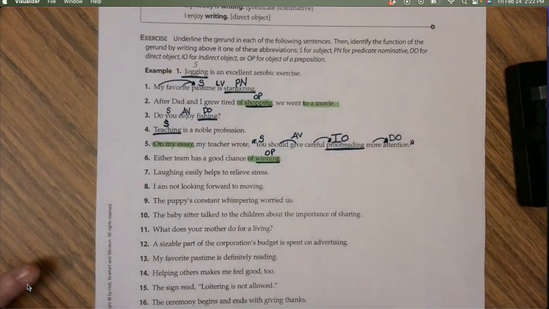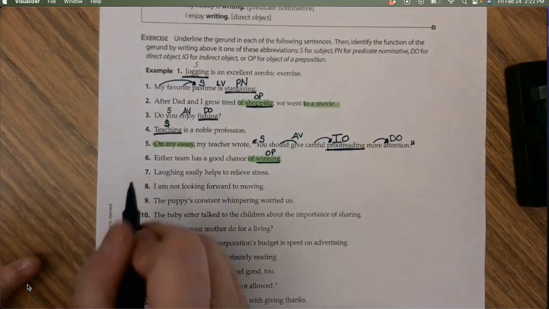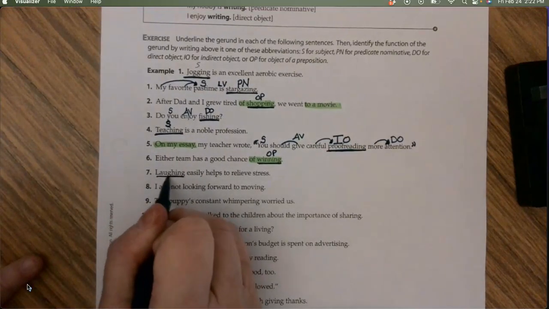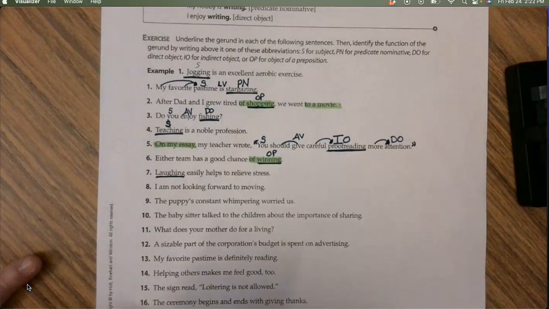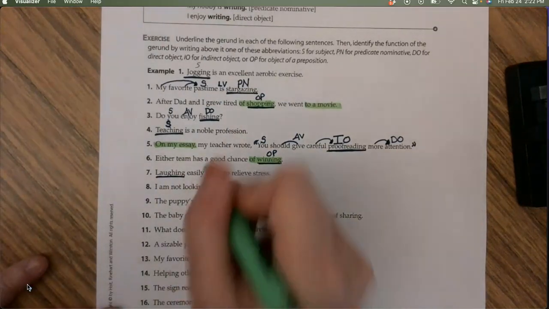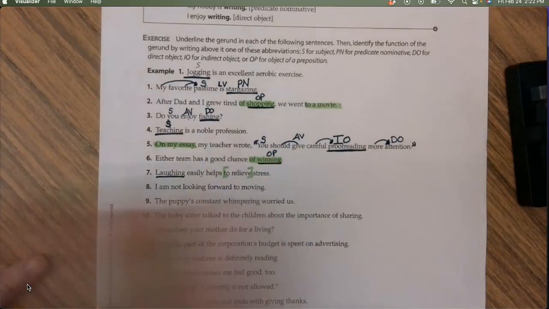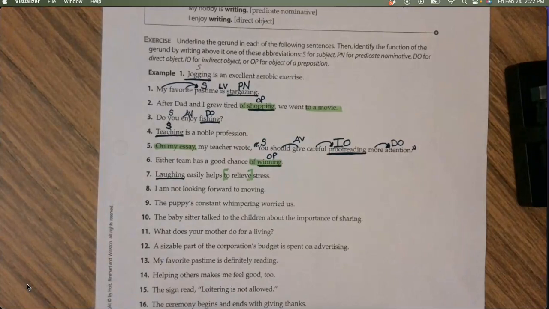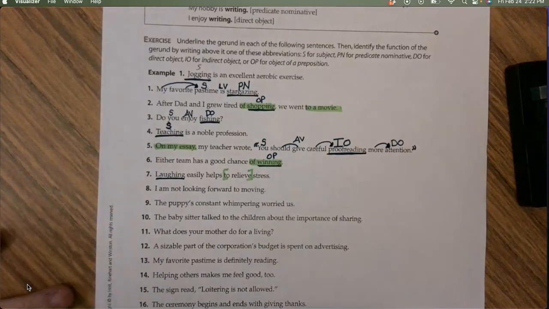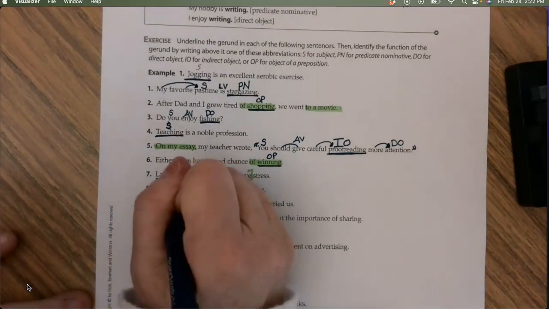Number 7, laughing easily helps relieve stress. I see a verb that ends in ing, laughing. So I'm going to go through and look for any phrases to get rid of. I see to relieve. I know that's an infinitive. So now I'm going to go find my subject. What is the sentence about? It's about laughing.